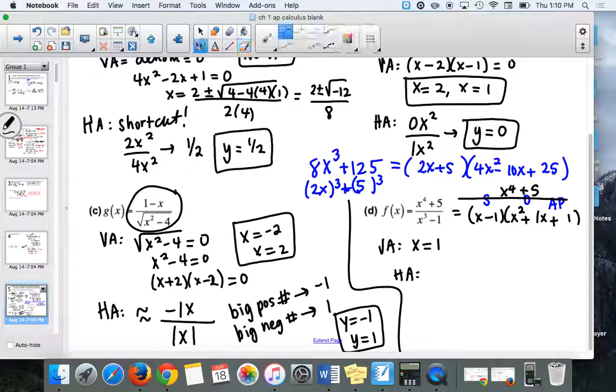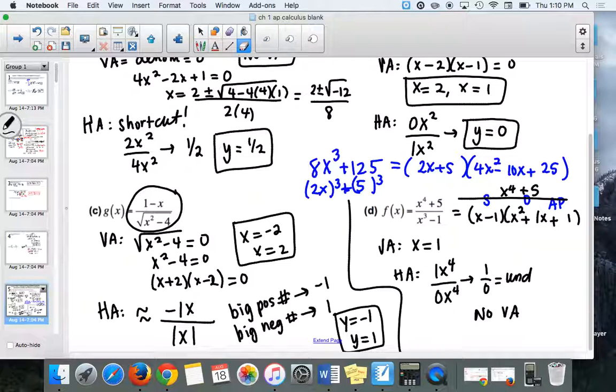That's correct. There's no horizontal asymptote because our largest degree is x to the fourth. So I have 1x to the fourth over 0x to the fourth. So when you have 1 over 0, it's undefined, right? So that means there's no vertical asymptote then. Or no horizontal, sorry.